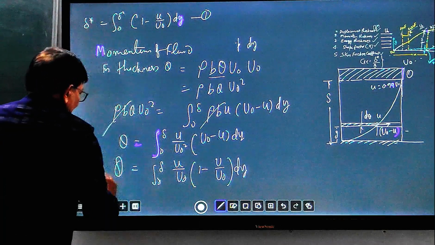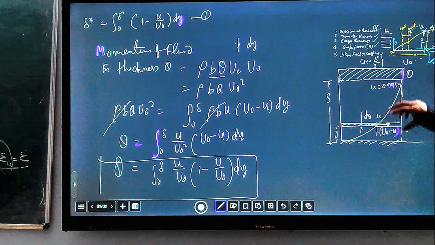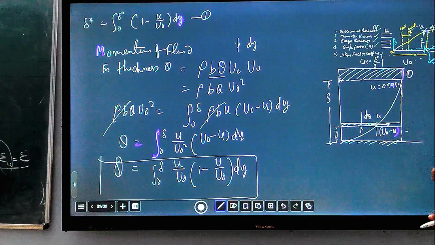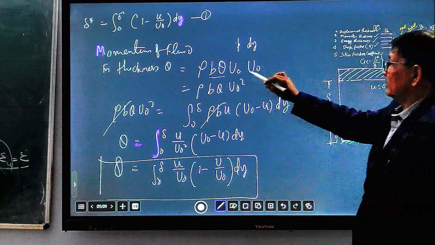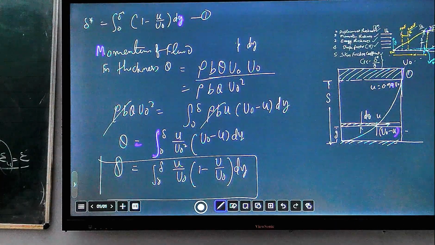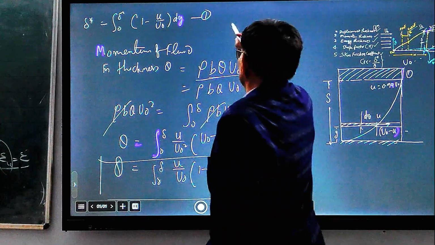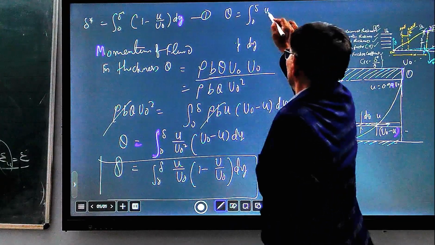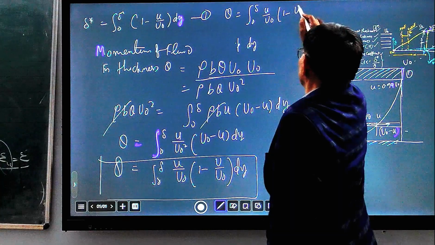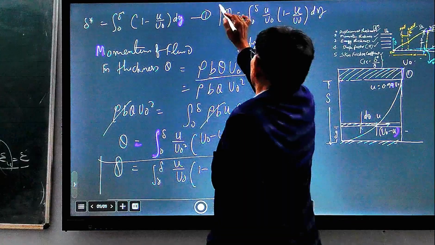This is the momentum thickness. Momentum thickness means the loss in momentum due to formation of the boundary layer is equivalent to a theta thickness of fluid flowing beyond the boundary layer having this momentum. This theta is known as the momentum thickness. Theta equals integration 0 to del U upon U naught, 1 minus U upon U naught dy. This is the momentum thickness.